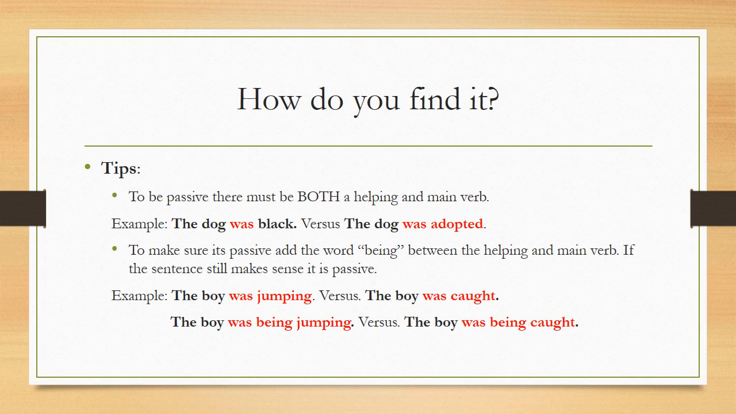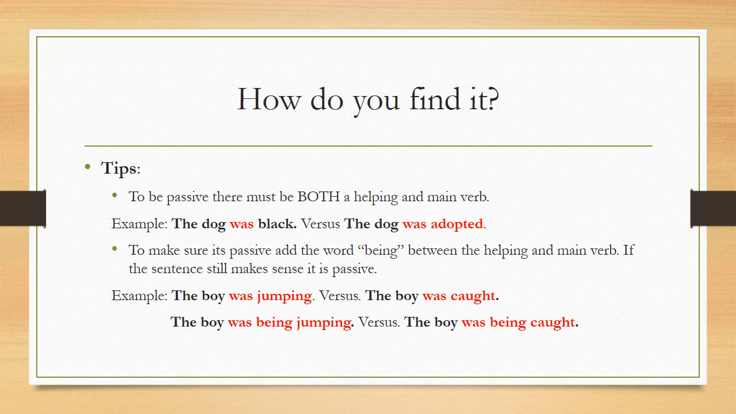Now that you have the basics, here are some further tips for finding passive voice. Remember that a passive verb will always have both a helping verb and a main verb. To be verbs can stand on their own, such as in "The dog was black." Here, there is a to be verb, but there is no other verb accompanying it, so it cannot be passive. "The dog was adopted" is passive because it has both a helping verb and a main verb.